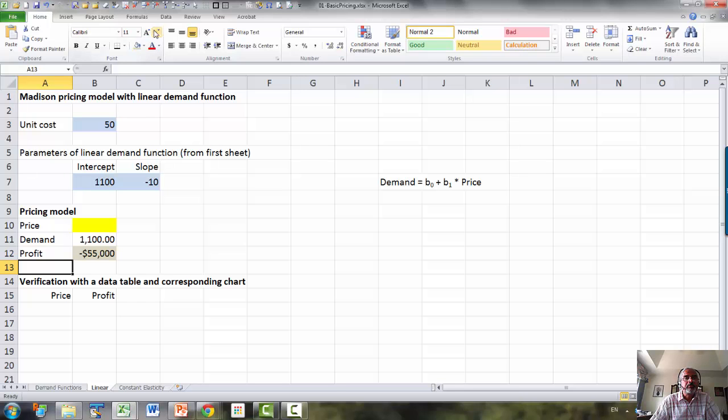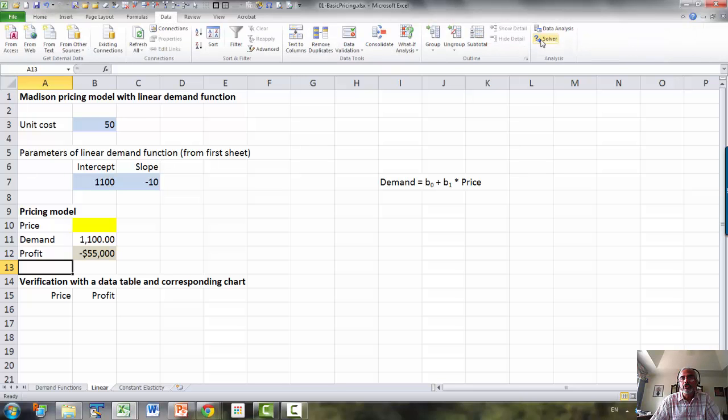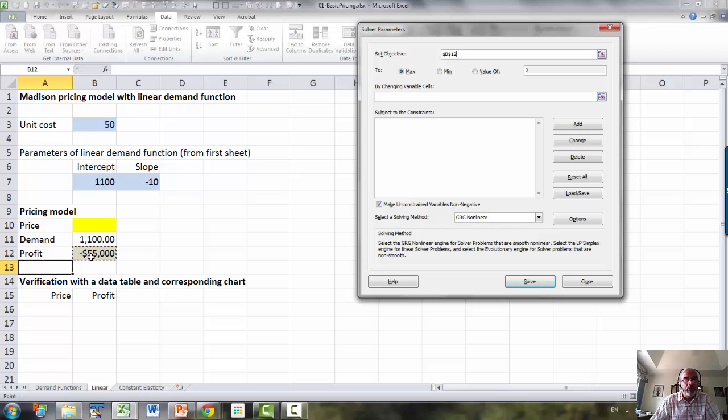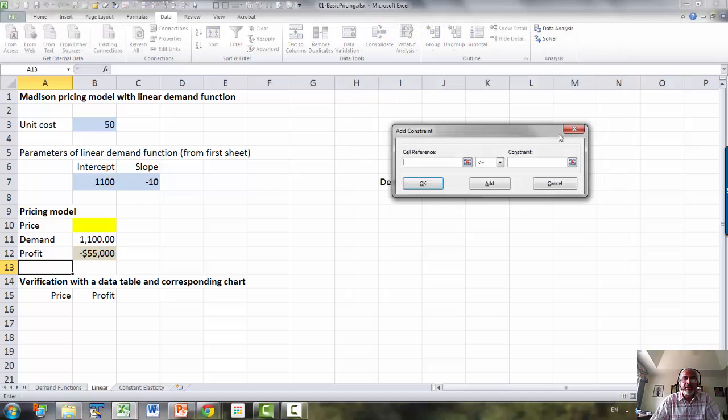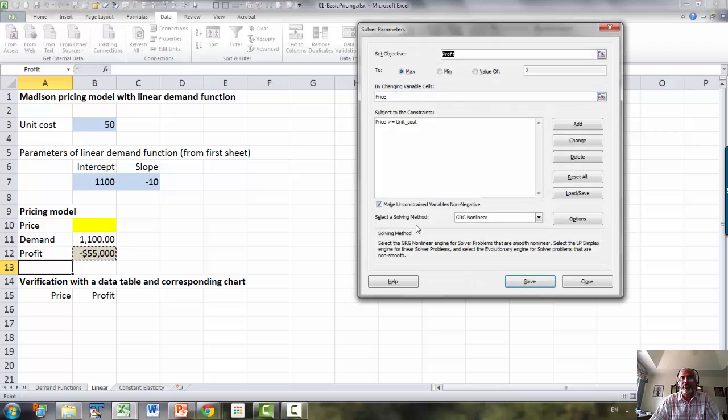Okay, go to solver. We want profit to be maximized, and we want to change the price. Okay, and we can add a constraint which says price must be greater than or equal to unit cost. So we want to not make a loss, in other words.